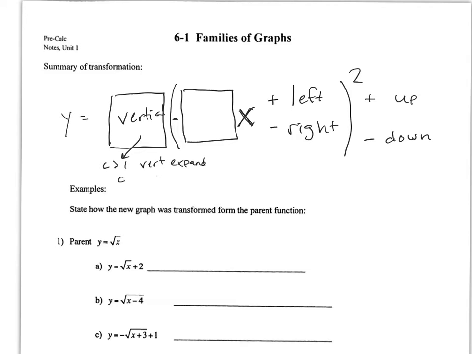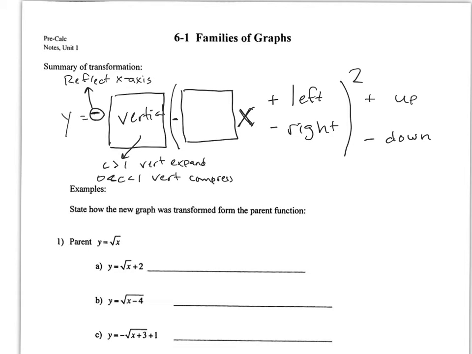If this number is between 0 and 1, now we don't care about the sign, that's why we stop at 0, the sign does something else, this is a vertical compress. And again, our book uses expand and compress. You may like shrink better if you want to use that. So then you might also have a negative sign out here. And this negative sign makes the graph reflect around the x-axis. So it goes from pointing up to pointing down, let's say.